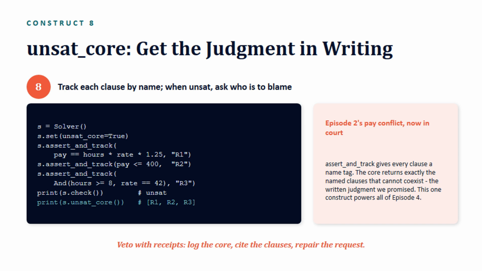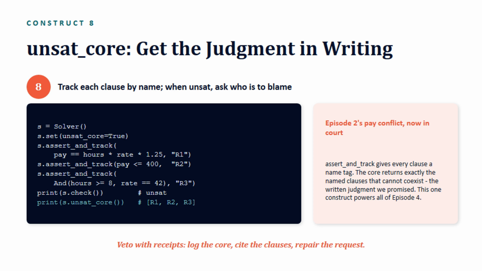Construct 8, the one this whole series has been promising, the unsat core, in code. 2 small changes to what you already know. First, switch the feature on: s.set, unsat_core equals true. Second, instead of plain add, use assert_and_track, which files the constraint and attaches a name tag, R1, R2, R3. These are episode 2's 3 pay clauses: the 25% loading, the $400 cap, the 8 hours at $42. Check says unsat, as we knew it would.